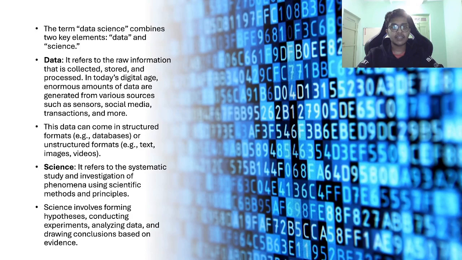The term data science combines two key elements, that is data and science. Data refers to the raw information that is collected, stored and processed. In today's digital age, enormous amounts of data are generated from various sources such as sensors, social media, transactions and much more. This data can either be structured or unstructured, wherein structured, for example, is a database and unstructured, for example, is text, images and videos.